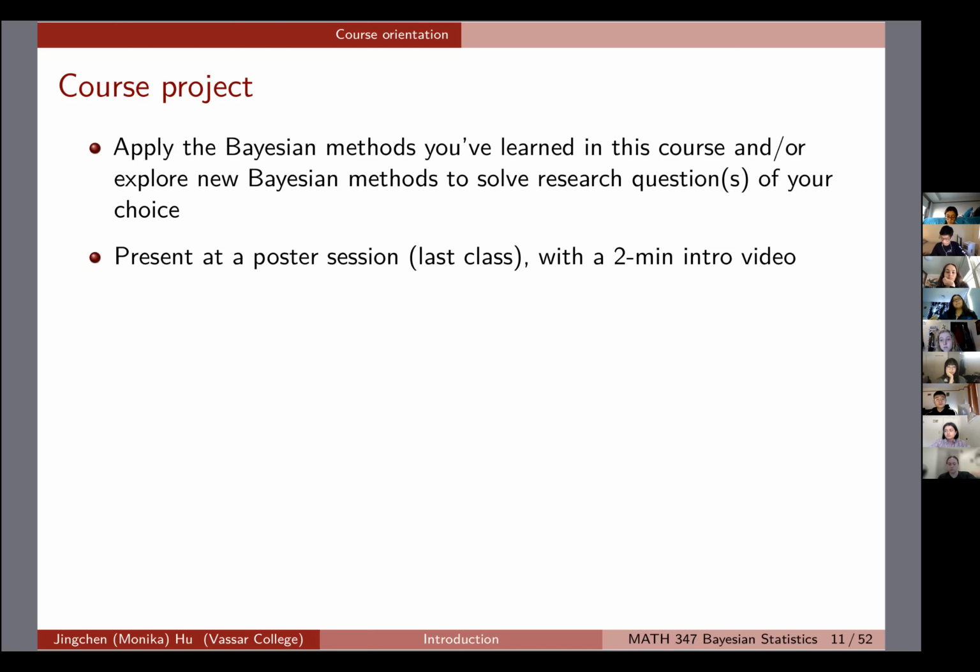For the project itself, every team will present at a poster session, which is the last class. And because of the remote modality for non-VASU students, each team will upload a 2-minute intro video on Moodle once it's ready. And then remote students who will not be able to present in person at the poster session will also record a longer video for others to watch your project.